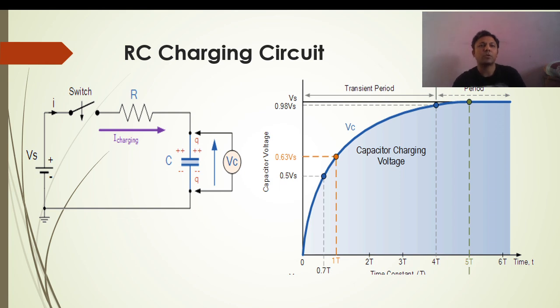Now the last topic of this chapter is the RC charging time constant. Look, a capacitor is used to store energy, that we know, but how it works can be understood easily using this RC charging circuit. When you close the switch, the current flows, the circuit is closed, so the capacitor will store the charge.